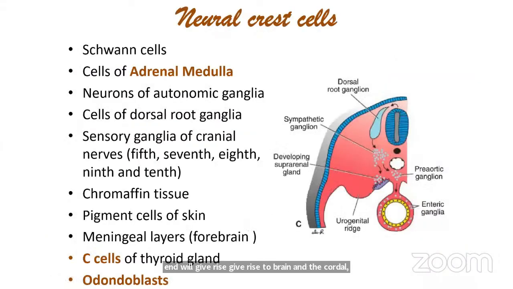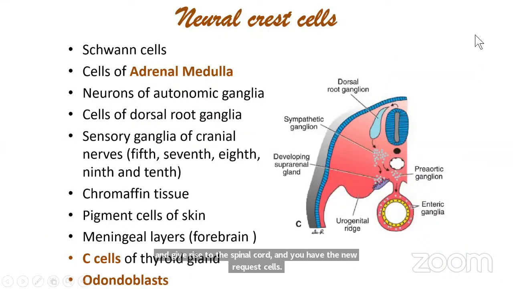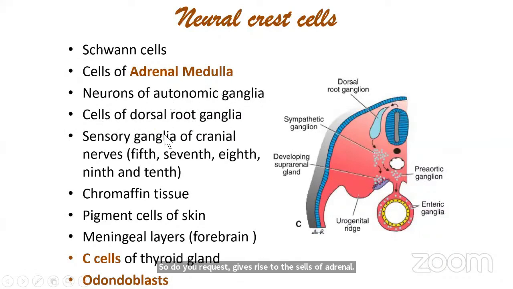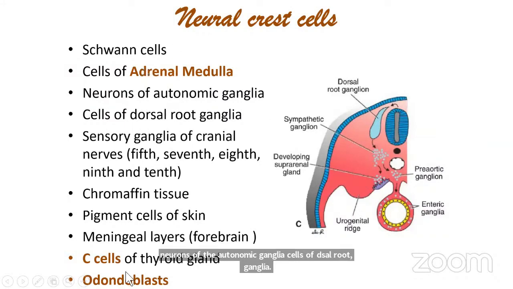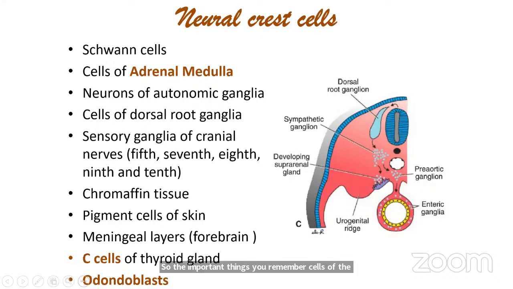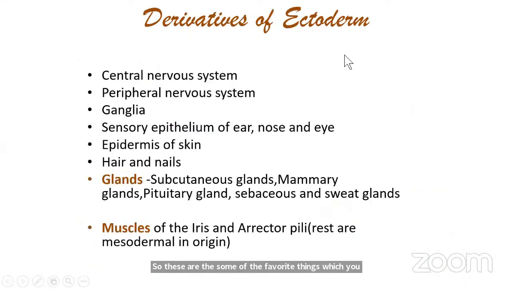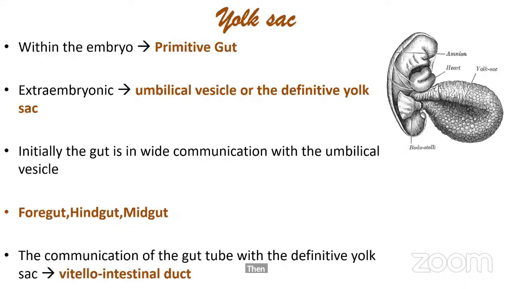So the neural crest cells give rise to the Schwann cells, the cells of adrenal medulla, neurons of the autonomic ganglia, cells of dorsal root ganglia. So the important things you remember: cells of the adrenal medulla, C cells of the thyroid gland, odontoblast. So these are some of the favorite things which you can get. These are some of the derivatives which you should be knowing.